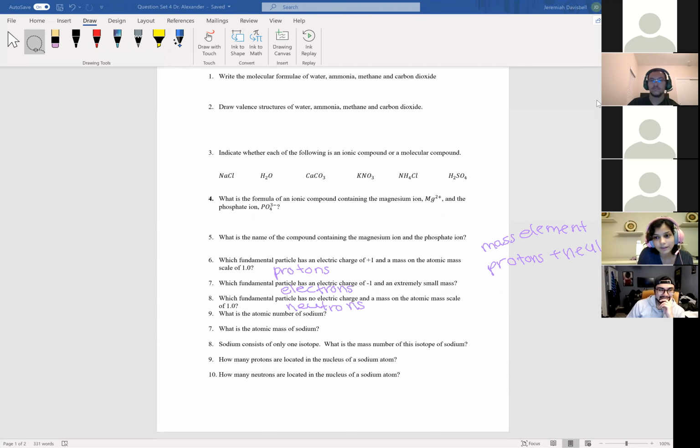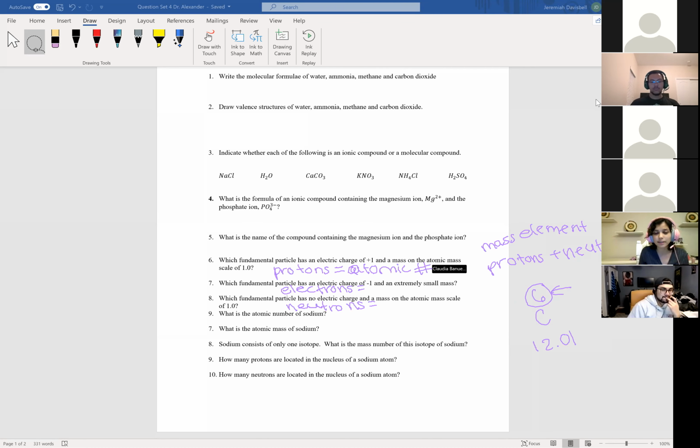But that's just the mass number, right? Because the atomic number is something else. Yes, exactly. Let me give you an example with carbon. The atomic number would be 6, because atomic number is the same thing as what? The number of protons. Yeah, atomic number is the same thing as protons.